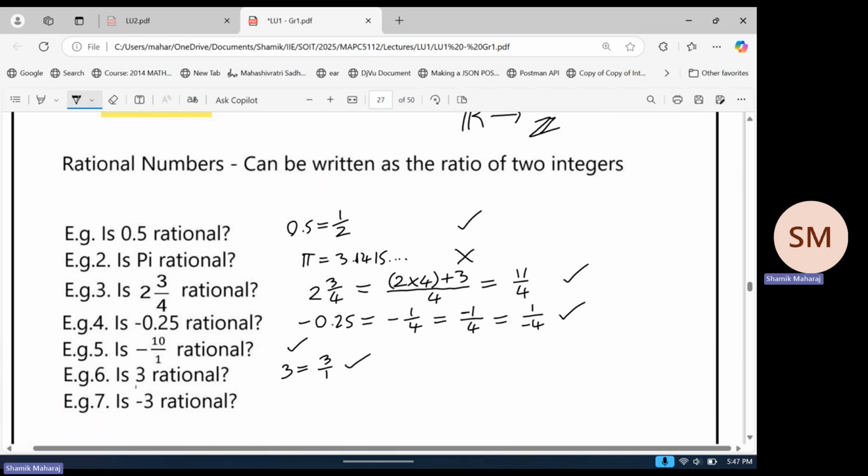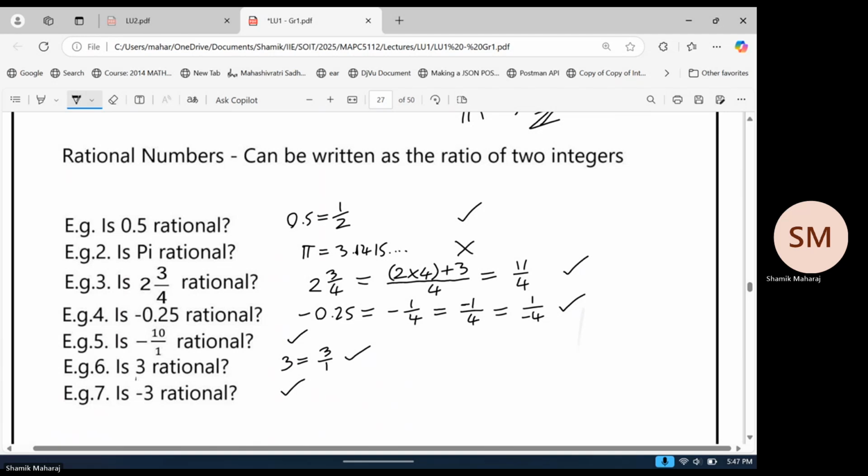And by the same logic, example 7 is also rational. Again, you can move the negative sign from the 3 on top to the 1 at the bottom, wherever you like. It doesn't matter. It's still integer over integer. Okay.